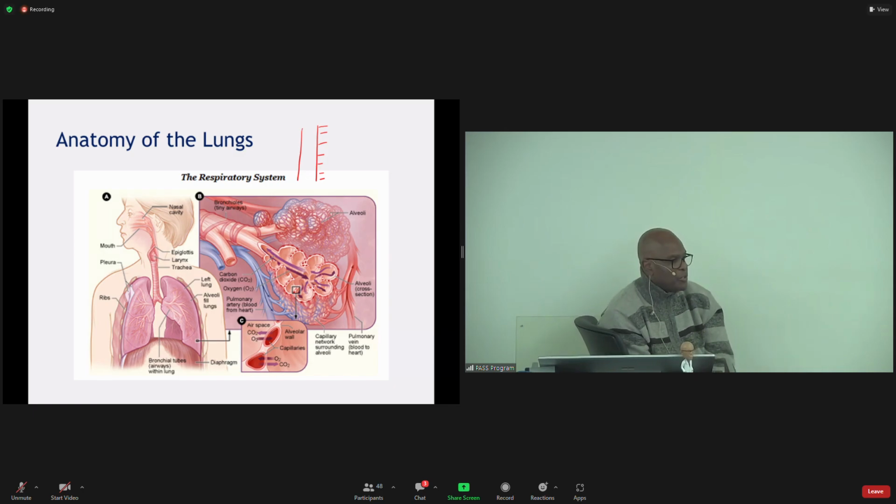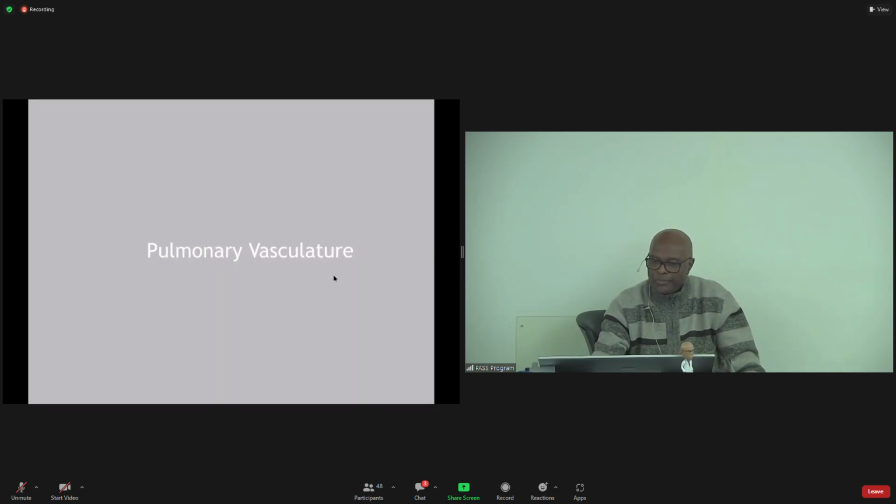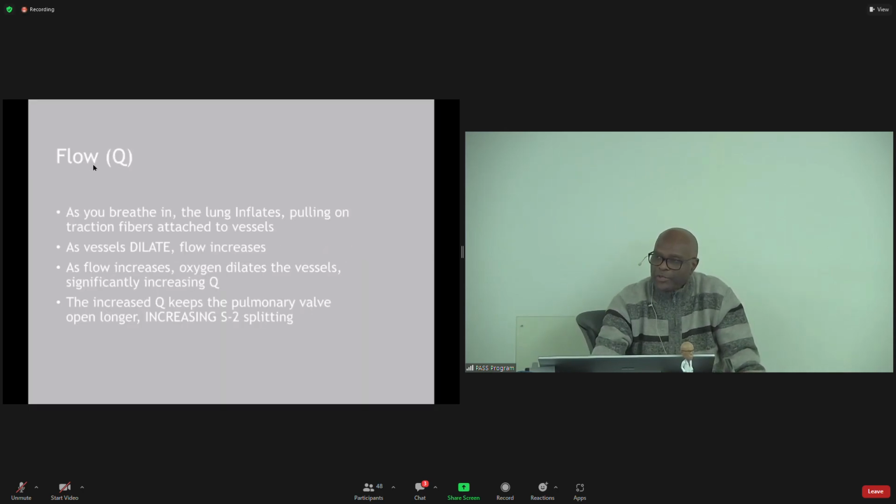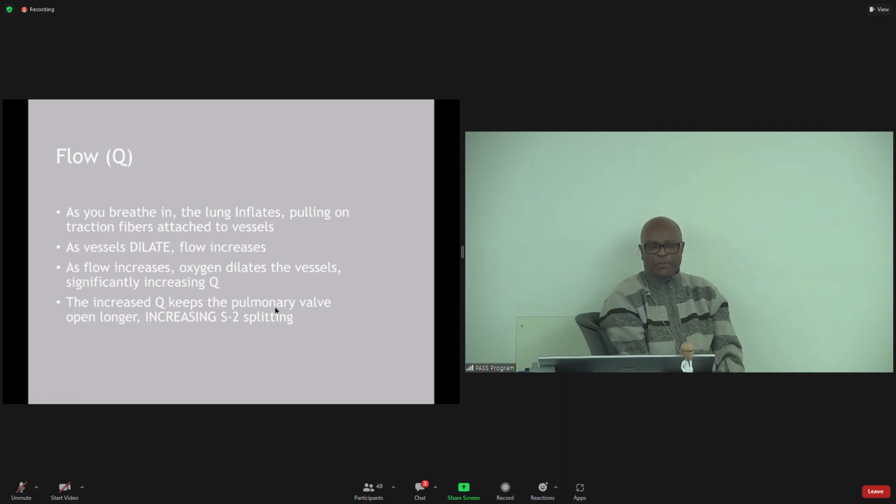So whatever happens to your pleural space, immediately translate it to vasculature. Let's look at that. We give it the letter Q. The letter Q, Gustavo, Q, flow. As you breathe in, the lung inflates, pulling on traction fibers attached to the vessels. So as the vessels dilate, flow increases. As flow increases, oxygen dilates the vessels even more significantly, and that's what increases your Q. The increased Q keeps the pulmonary valves actually open longer, so that now S2 splitting occurs.